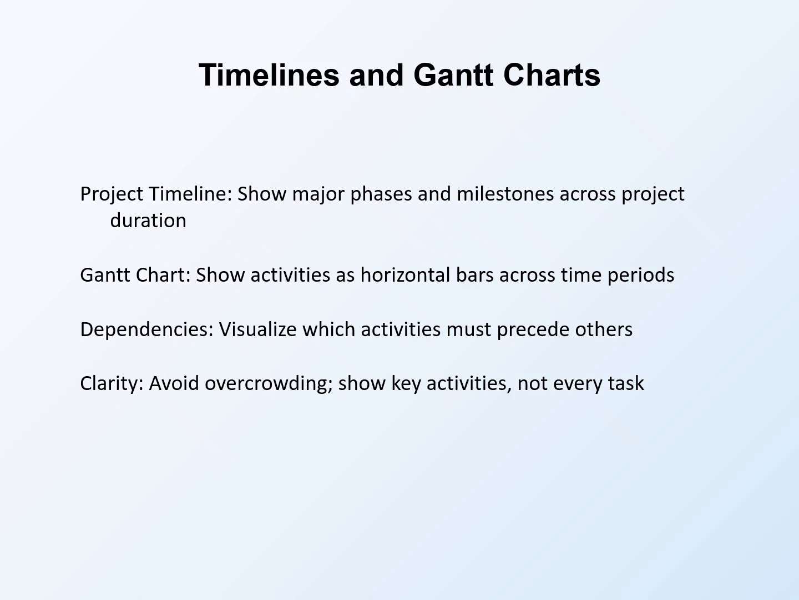Gantt charts show activities as horizontal bars across time periods. Each activity is a bar whose length indicates duration. Activities that overlap share common time periods. The visual immediately shows what happens when and how activities relate to each other. Gantt charts are particularly effective for complex projects with multiple simultaneous activities.